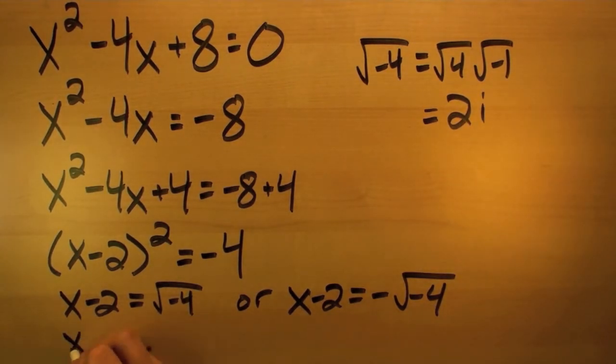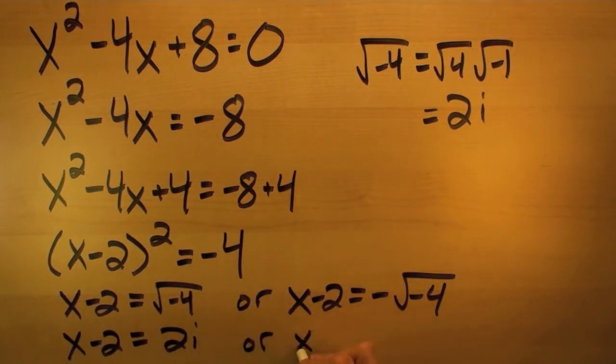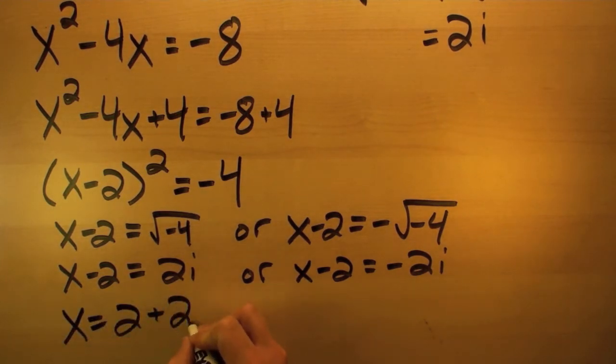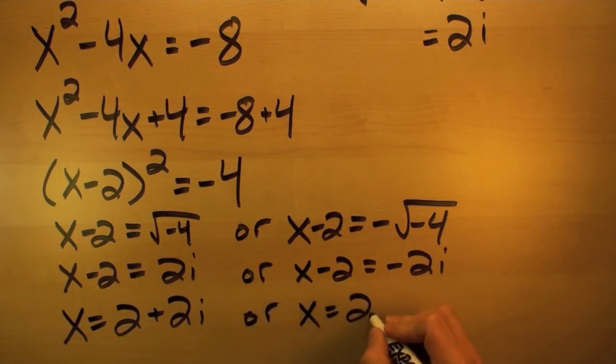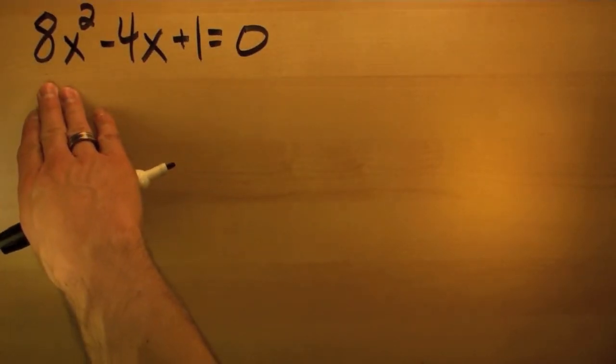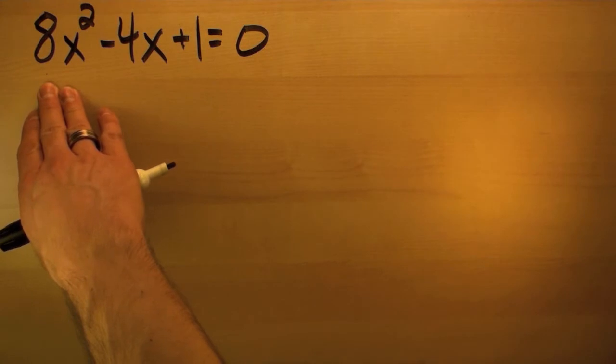So we really have x minus 2 equals 2i, or x minus 2 equals negative 2i. And adding 2 to both sides gives us x equals 2 plus 2i, or x equals 2 minus 2i. Again, remember to write your complex numbers in the form seen here, where it's the real part followed by the imaginary part.